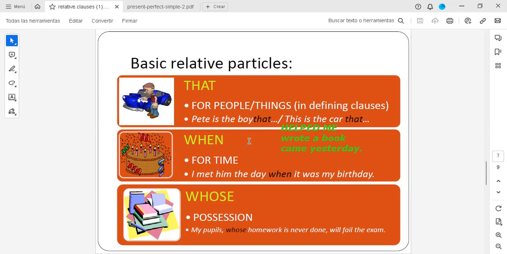Okay? But remember that we use when. Le estoy tratando de dar una traducción como lo haríamos usualmente. Lo conocí el día de mi cumpleaños. Okay? O cuando fue mi cumpleaños, lo conocí. Pero ahí ustedes depende, ¿verdad? Como lo hablemos nosotros al español. Ahí lo único que necesitamos identificar acá es que when es para tiempo. Okay, cuando. Okay, so I met him the day when it was my birthday.